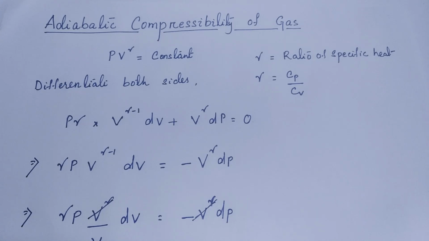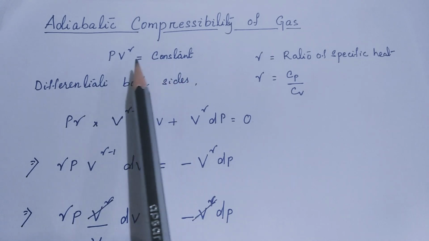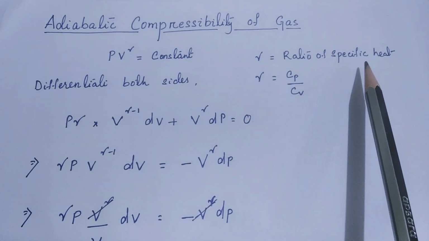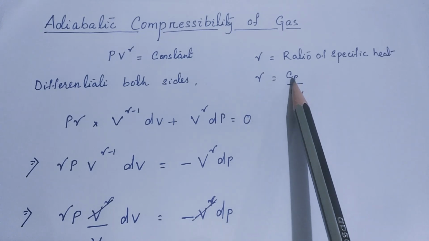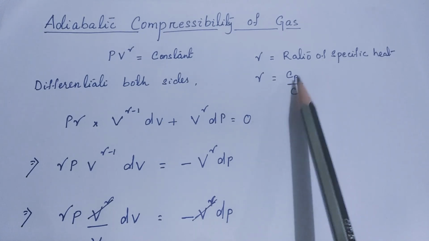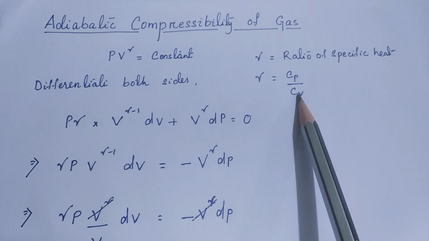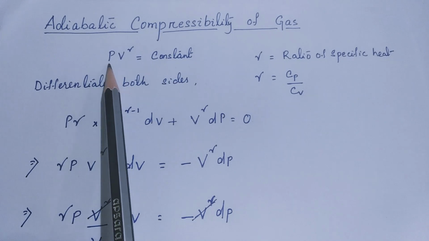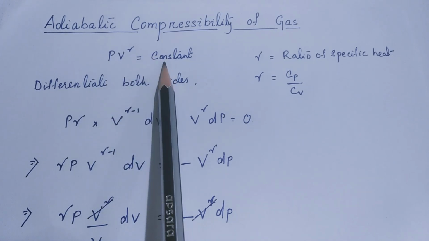Next, we discuss adiabatic compressibility of gas. Adiabatic process is governed by an equation, that is PV to the power gamma equal to constant. Gamma is the ratio of specific heats, so gamma equal to Cp by Cv. Cp is specific heat at constant pressure and Cv is specific heat at constant volume. Now let's come to the equation PV to the power gamma equal to constant. So we differentiate this equation.